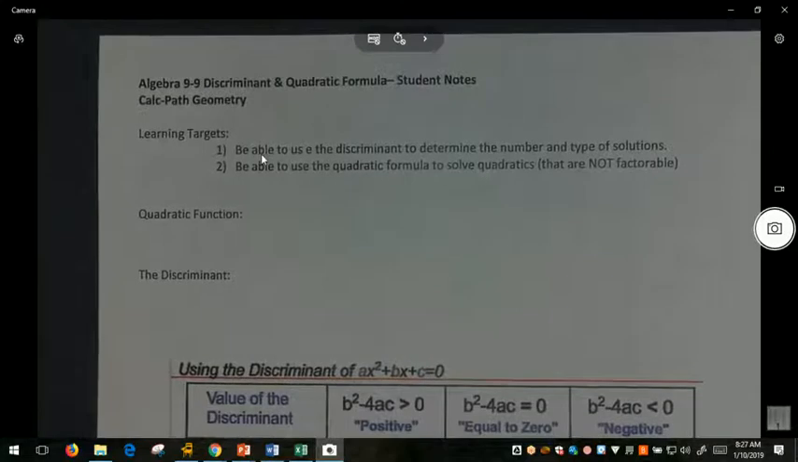Our learning targets are to know what the discriminant is and be able to use it to determine the number and types of solutions. That will be our first learning target. Our second learning target will be to use the quadratic formula to solve quadratics.